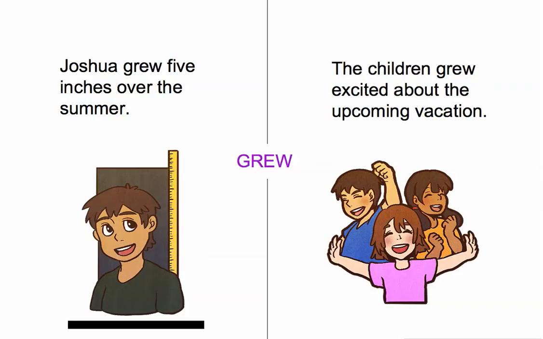Grew. This is a tricky one. Joshua grew 5 inches over the summer, compared to the children grew excited about the upcoming vacation. In the first sentence, he's actively growing and getting taller. The second sentence is, again, describing the children. They grew excited. Grew is linking the predicate adjective excited back to the subject of the sentence, children.